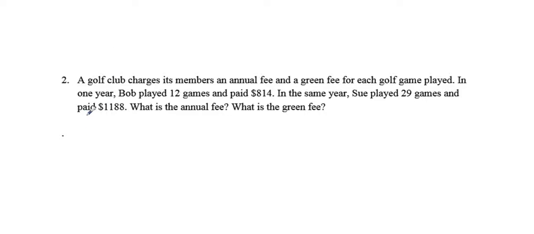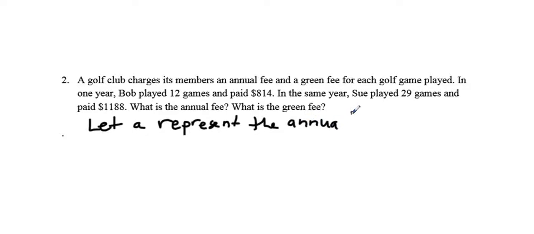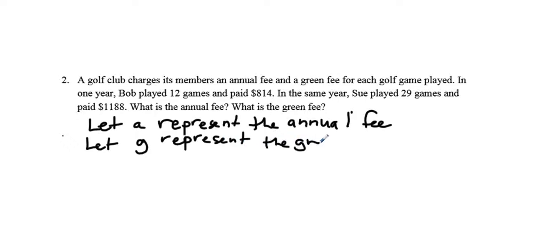All right, well, as per usual, we go to the question marks, and we can see that we need to find the annual fee, so we'll let A represent the annual fee, and let G represent the green fee. And these are both, because they're fees, in dollars.